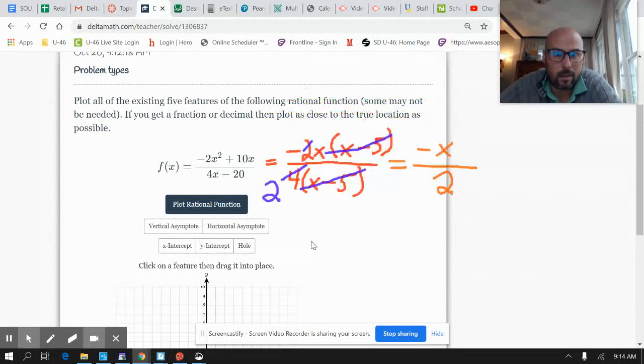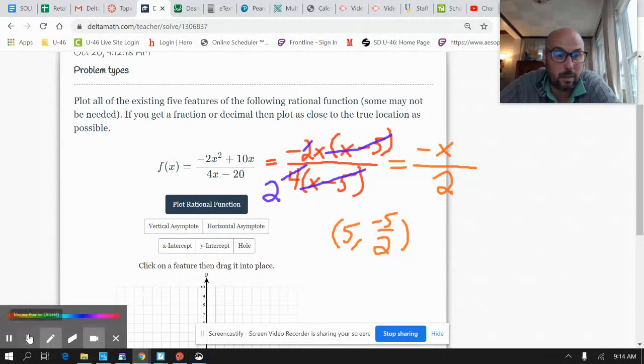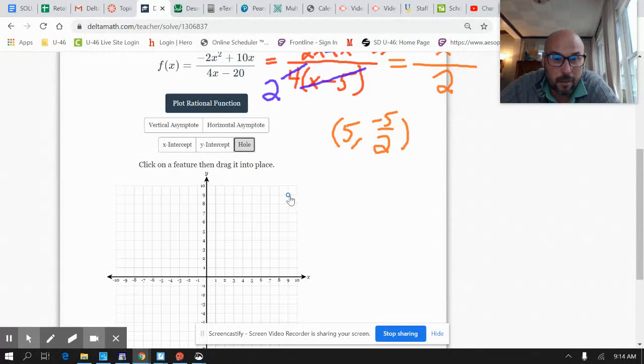But where is that hole? Let's see here. When x is 5, the original function is divided by 0. But after I cancel it out, if I type in 5 into here, I would get the y value of negative 5 halves, which is negative 2.5. So now I can plot this hole carefully. So I need to plot 5, negative 2.5. So about right there. The x value is 5. The y value is negative 2.5.